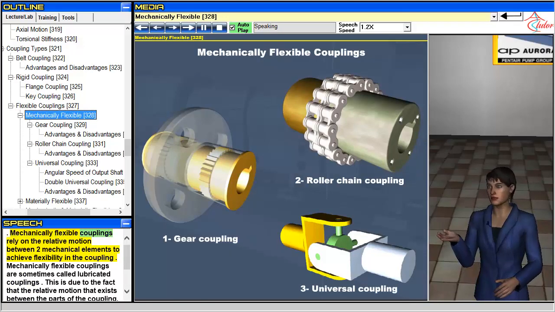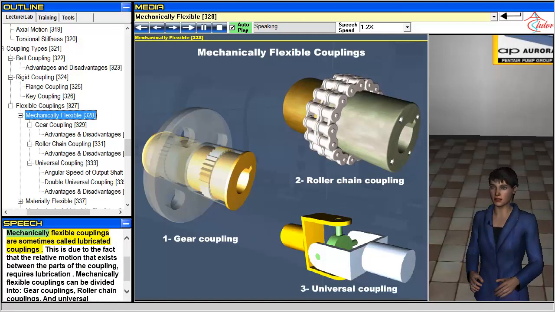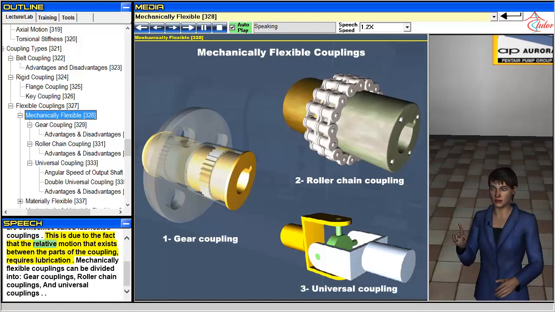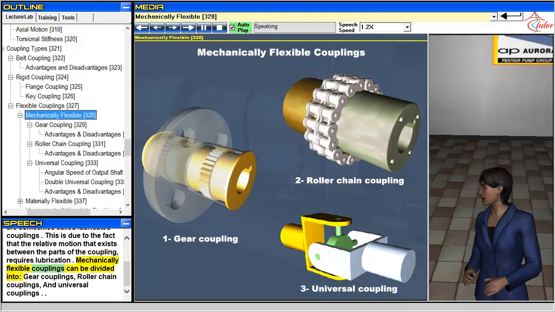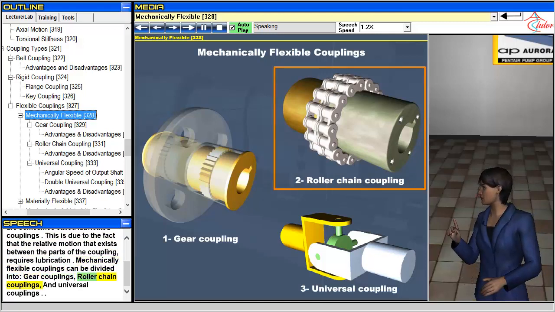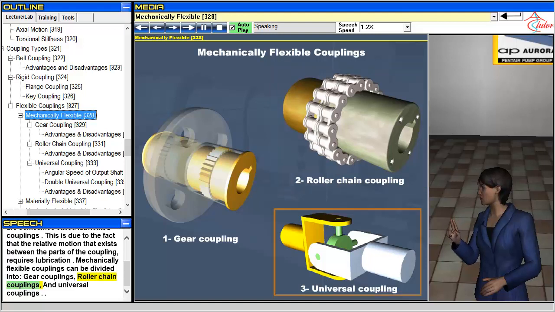Mechanically flexible couplings rely on the relative motion between two mechanical elements to achieve flexibility in the coupling. Mechanically flexible couplings are sometimes called lubricated couplings. This is due to the fact that the relative motion that exists between the parts of the coupling requires lubrication. Mechanically flexible couplings can be divided into gear couplings, roller chain couplings, and universal couplings.